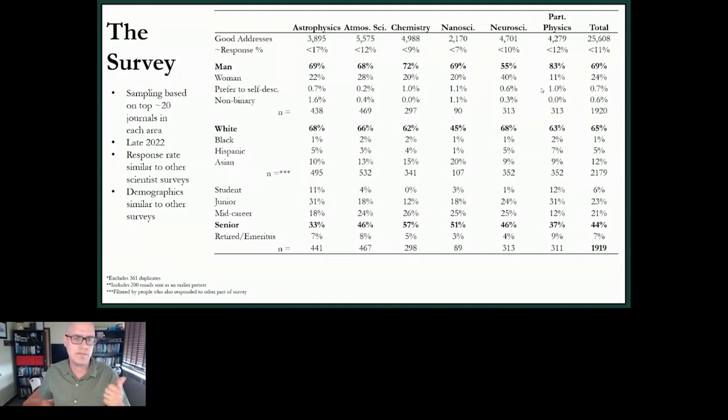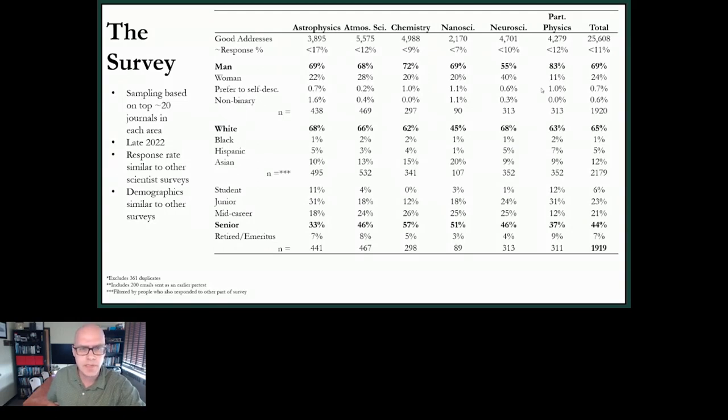It's pretty similar demographics to what Sarah showed. A lot of men, people who identify as men, a lot of people who identify as white, fairly relatively old. I'm not going to get too much into the demographics. In the end, we're dealing with about 1800, 1900 surveys. The number of respondents on any given question is less. The number of respondents in each subfield is going to be less.